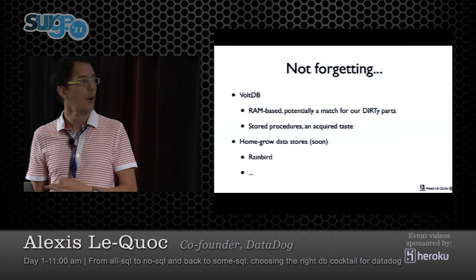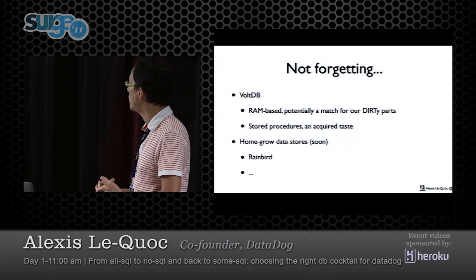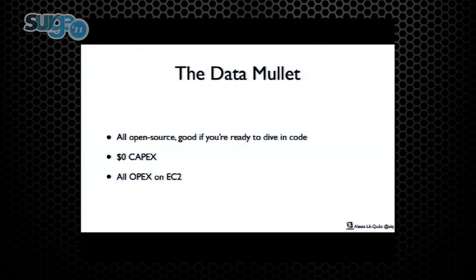We also want to keep an eye on homegrown data stores, things like Rainbird, so that's sort of out of Twitter. I mean, anything. If you know of any efficient time series data store that's open source, we're definitely willing to look at it.